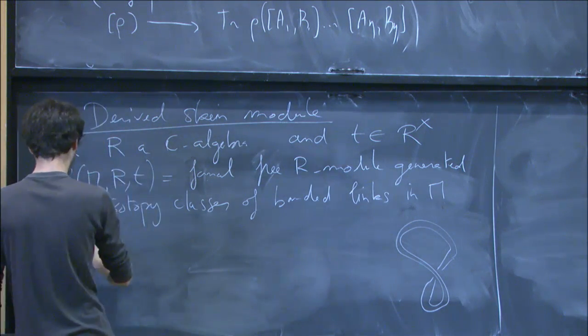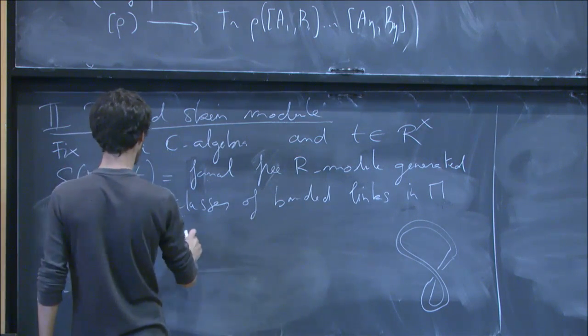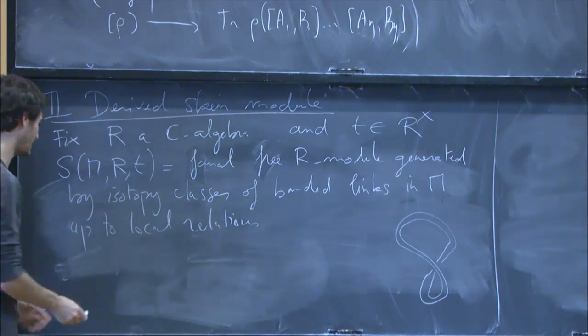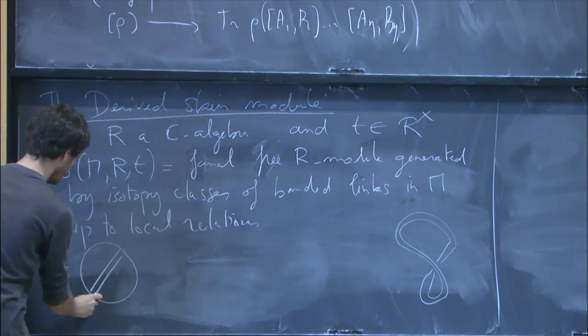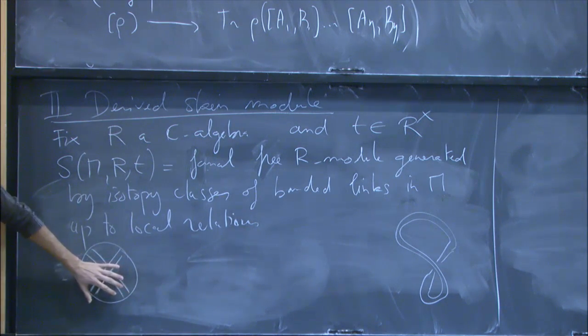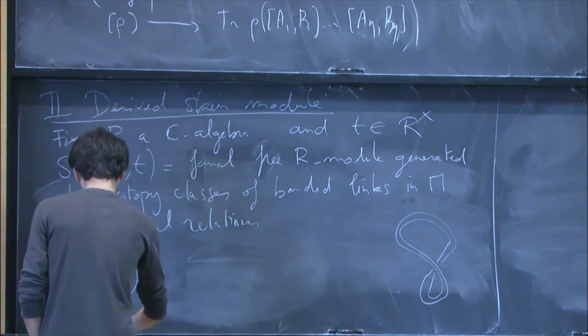Up to some local relations, which are very famous, the Kauffman relations. So the first one: if I have a link which inside the ball looks like that, I call this L cross.